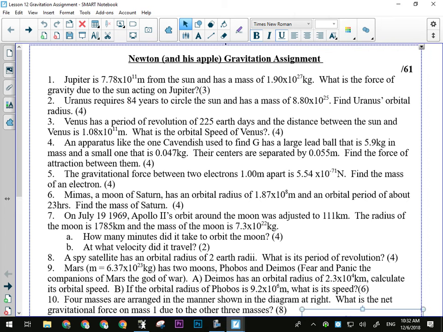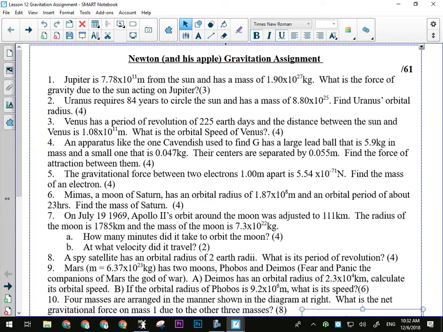So what you have in front of you is your assignment on gravitation. This covers the second half of the unit. It's going to cover Newton's universal law of gravitation, satellite motion, and gravitational field strength. Those are the only three things on there. The questions are all pretty straightforward.